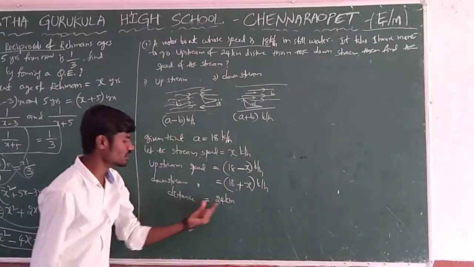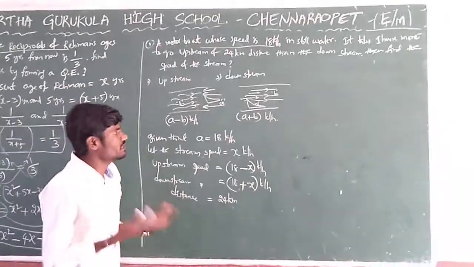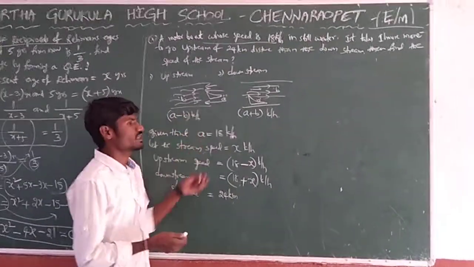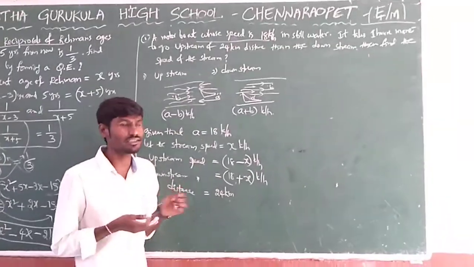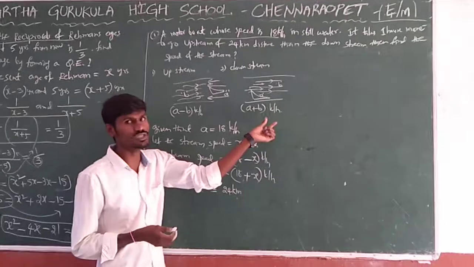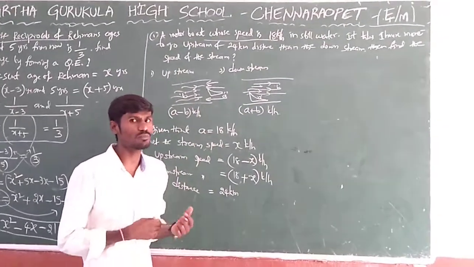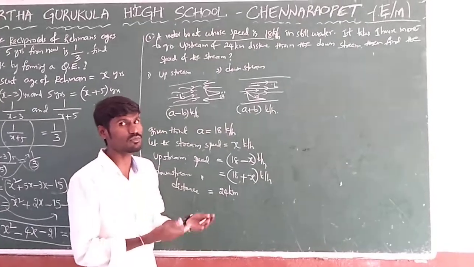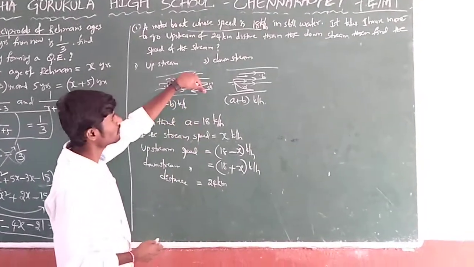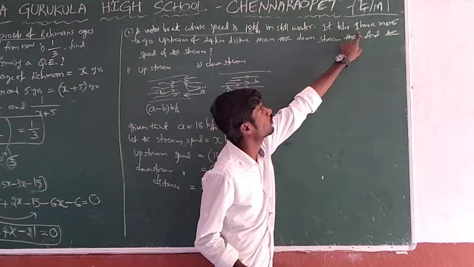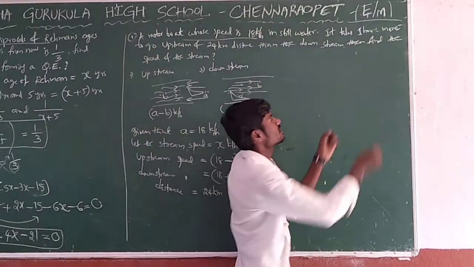To cover this 24 kilometers, as we already discussed, in case of upstream, the speeds will be opposite. It will take more time than the downstream, because here it will move freely, but here it will have to oppose some force. Means it will take some more time. That more time in this particular problem is mentioned as how much? 1 hour. Means there is a 1 hour difference here.